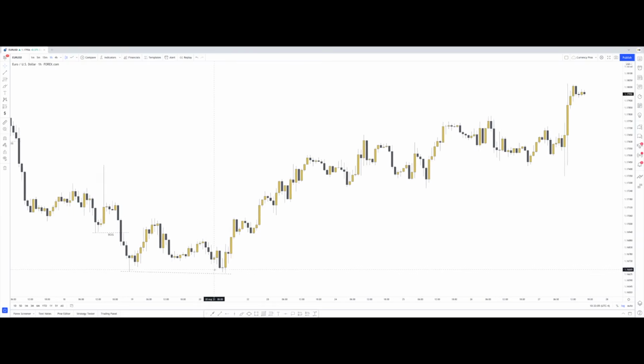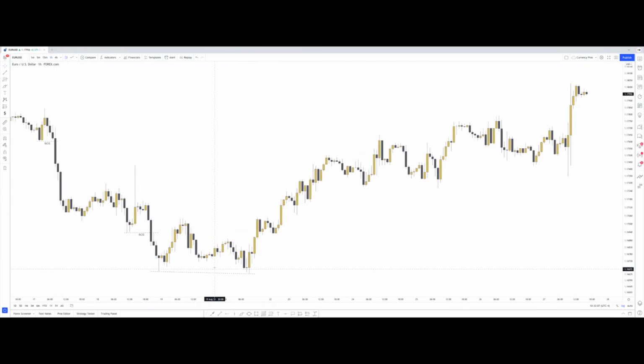Now, this is where the last lesson I was just talking about with breaks of structure and minor breaks of structure come into play, okay? Because we have this solidified low, a solidified higher low, and then we don't create a new low, but we do have a new slightly lower high, okay? So this would be our minor structure point, and this is our major structure point.